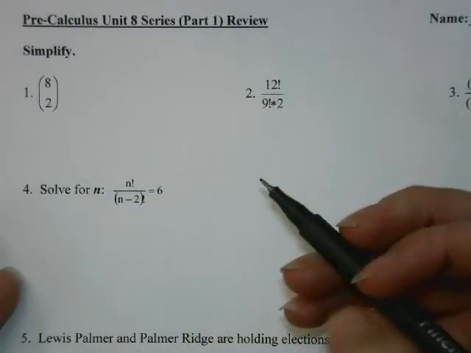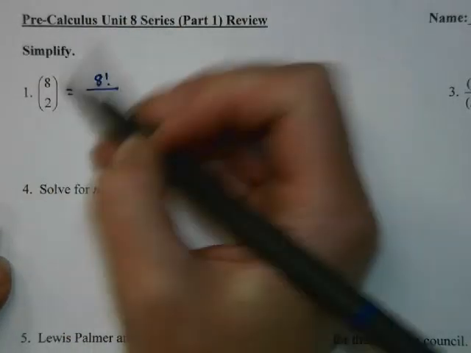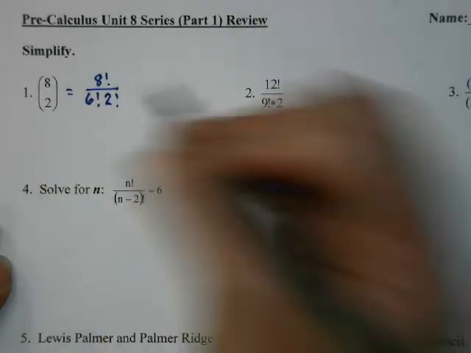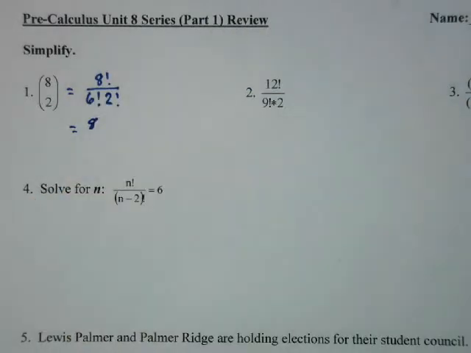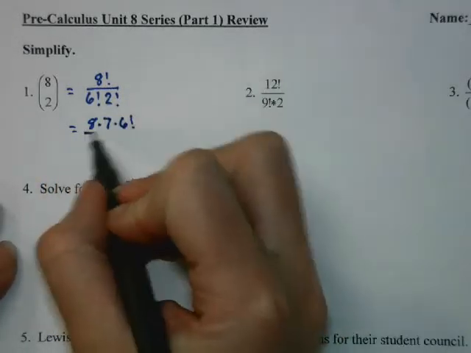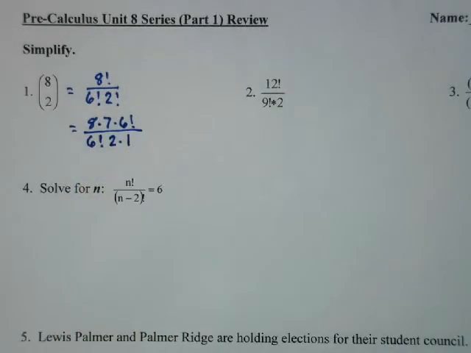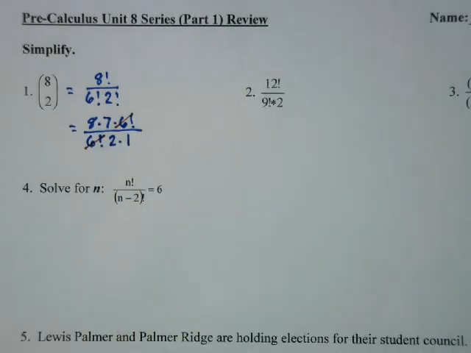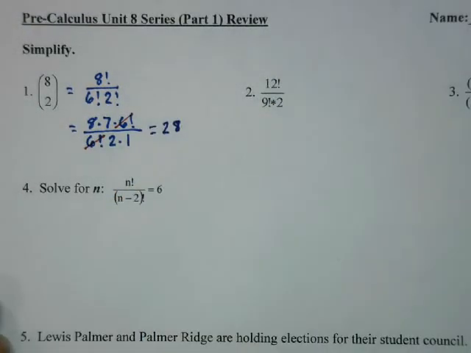What this is, is a combination. We can do it the long way, which would be 8 factorial over 8 minus 2 factorial times 2 factorial. Then you can rewrite this as 8 times 7 times 6 factorial over 6 factorial, and then 2 factorial would be 2 times 1. So then we can cancel the 6 factorials. So we're just going to have 56 divided by 2, which is 28.